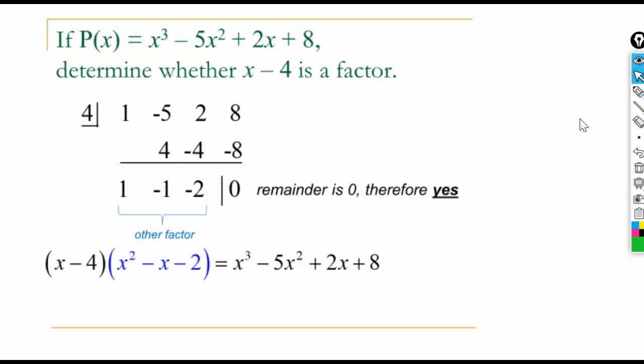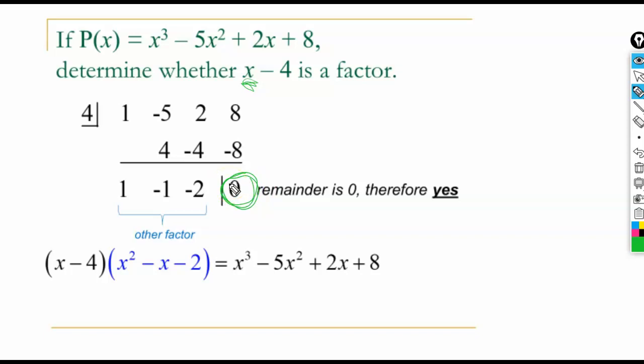So if we have the polynomial x cubed minus 5x squared plus 2x plus 8, we want to know, is x minus 4 a factor? So if I want to know if x minus 4 is a factor, I'm asking, will it divide it evenly, which means can it divide it with no remainder? And so in this case, because it is just a linear factor, with just x, I definitely think synthetic division is the quickest. So do a little synthetic division, and we find that the remainder is 0. Therefore, it is a factor.